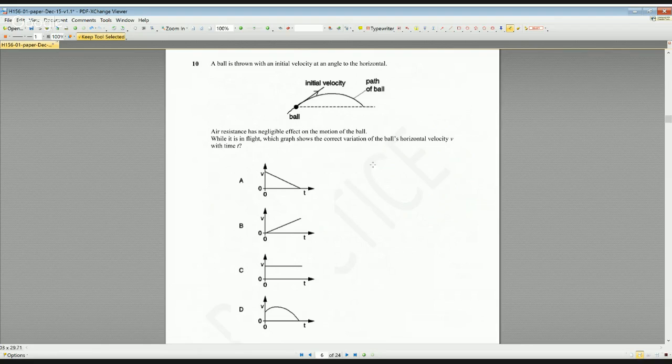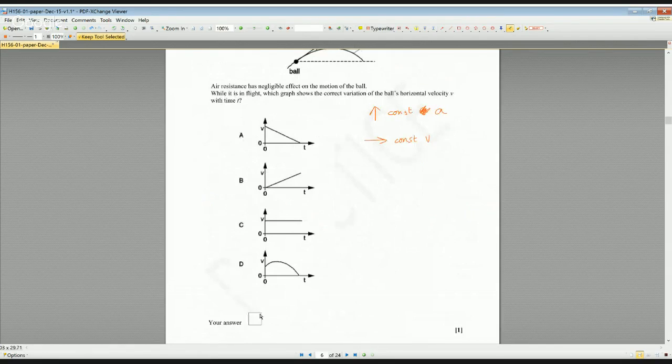The first being that in the vertical direction, you have a constant acceleration, usually due to gravity. And in the horizontal direction, you have a constant velocity. The two components are independent of each other. So no matter what's going on in the vertical direction, the horizontal motion will always be a constant velocity. The only one of these graphs here that represents a constant velocity is C. So our answer is C.